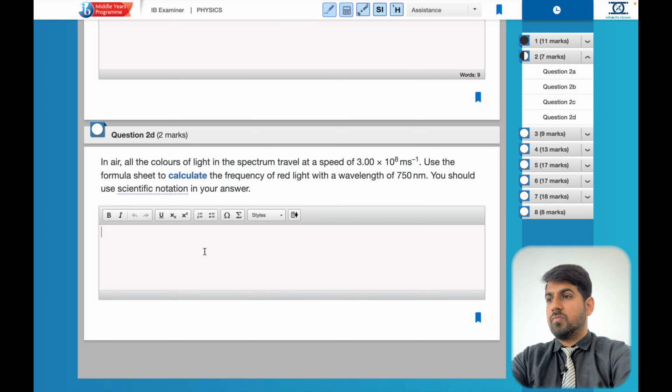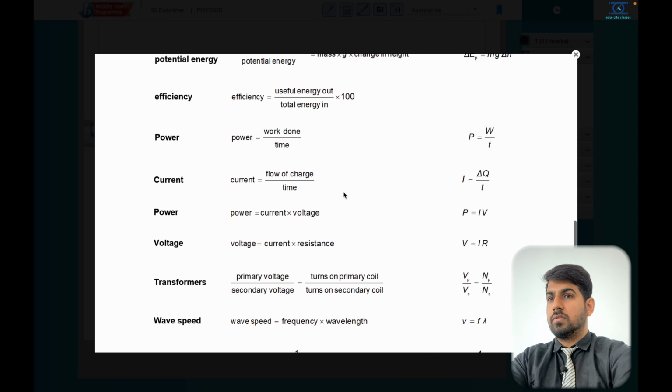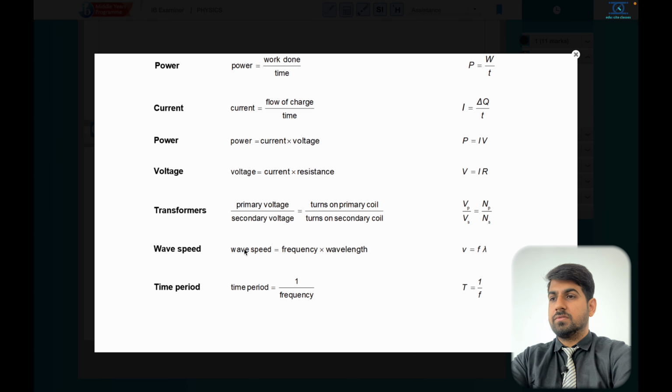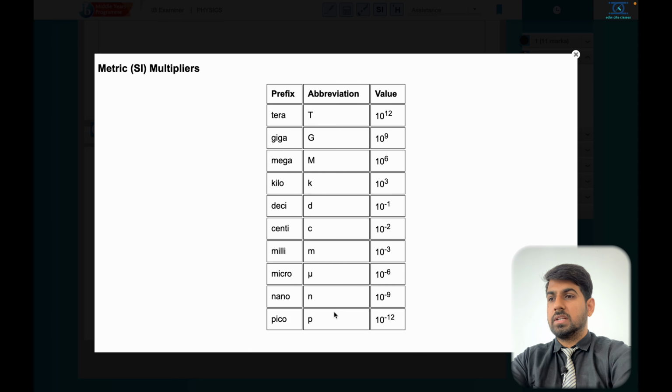Okay, so we know v is equal to f lambda. Even if you want to go through it, I can show you the formula. Wave speed is frequency times wavelength. And this nanometer, you have to convert into meter. Nanometer is 10 raised to power minus 9, which you can see in the multipliers. Nano stands for 10 raised to power minus 9.